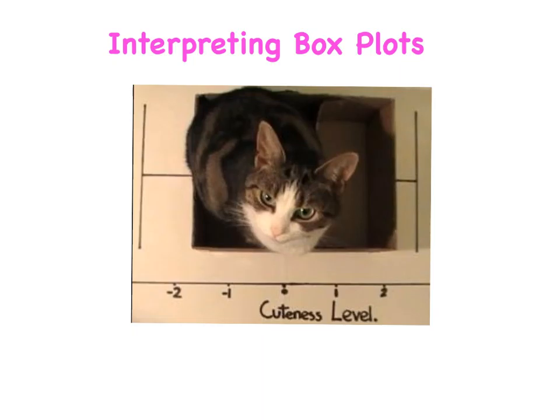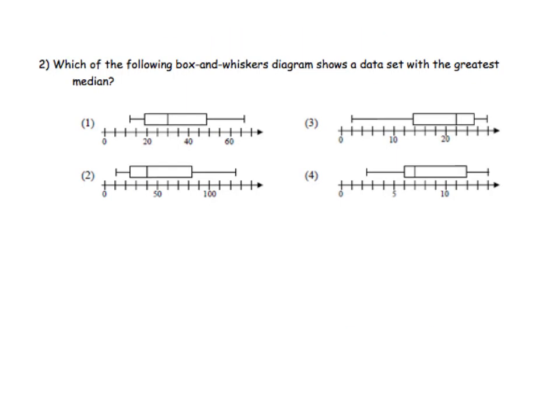In this video, we are going to talk about interpreting box plots. In other words, we are going to talk about how to read them and answer questions about them. This is on the back page of the notes. It says, which of the following box and whiskers diagrams shows a data set with the greatest median? Keyword here, greatest. Another keyword is median. Alright, what do you think?